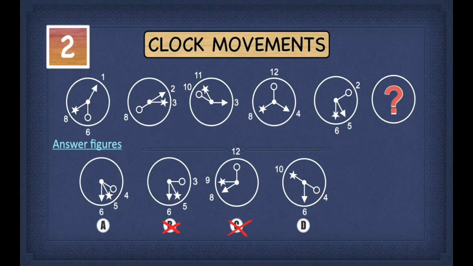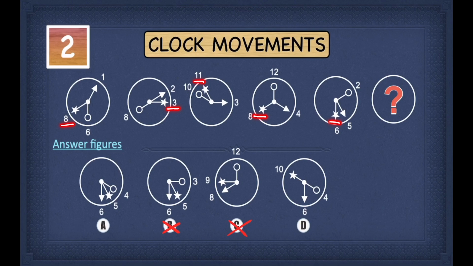Now, to find the answer, we have to look at the arrow with the star. The first diagram, it is pointing towards 8. The second diagram, it is pointing towards 3. In the third diagram, it is 11. In the fourth diagram, it is pointing towards 8. In the fifth diagram, it is pointing towards 6.